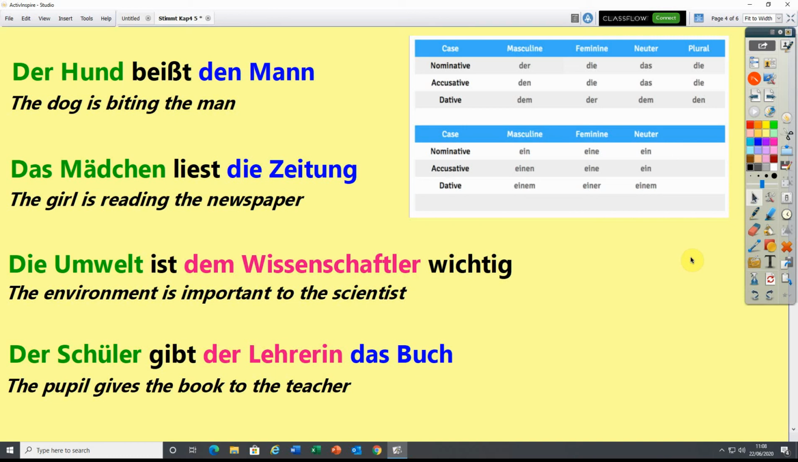Now, with pronouns, what are pronouns very quickly? They are small words that can replace nouns.